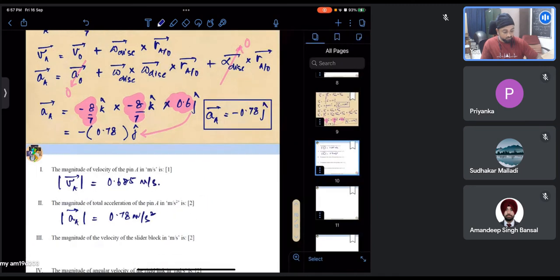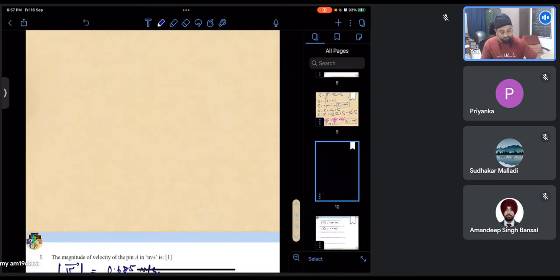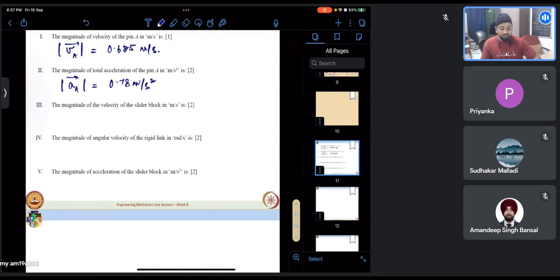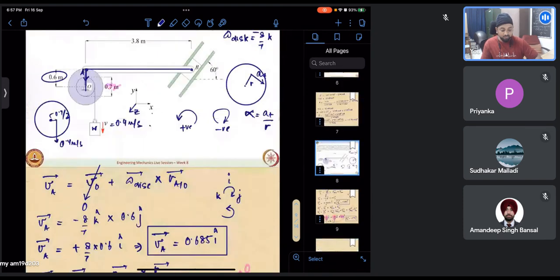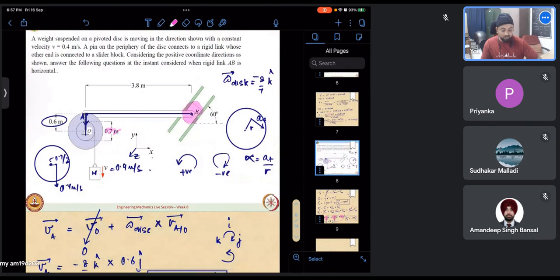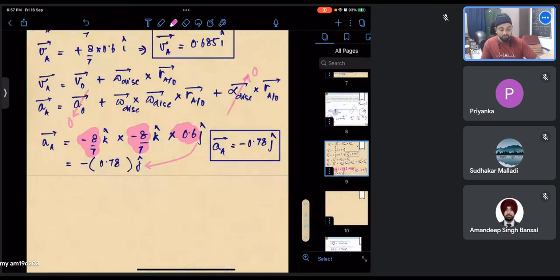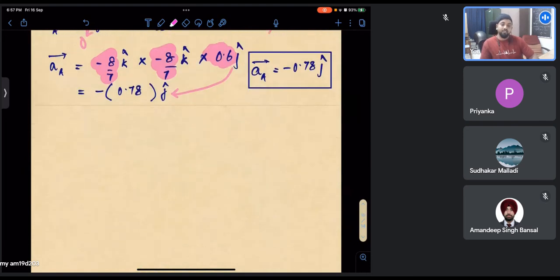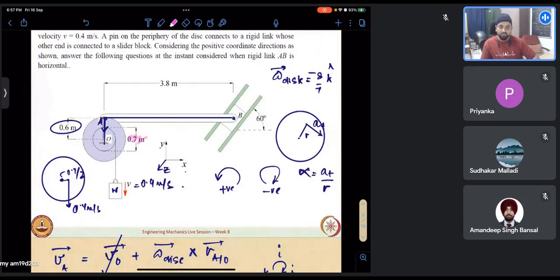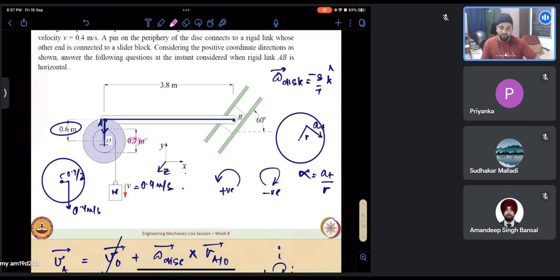Okay, so what is the next quantity that we have to calculate? Let us see. The magnitude of the velocity of the slider block in meters per second. This slider block that we have, its magnitude of velocity is asked. From the fact that it is constrained to move along that slot, its velocity and accelerations are constrained by the system. If this were a curved slot, then it will have two components of acceleration, which will also be responsible for the change in the direction. Since it's a linear slot, acceleration and velocity can only be along this direction.